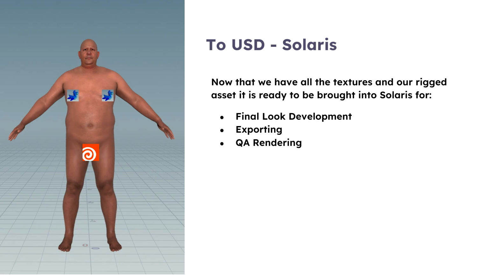And now we're ready to get into Solaris, this is where we do final look development, materials, subsurface, all that gets set up in here, and then we do an export to USD, and we also do a QA render at this point. So we do a tight QA render on the head, and then a looser one that you are seeing here, and that enables us to generate hundreds of IDs, and then quickly iterate through them to make sure that they look good and how we expect them to look.